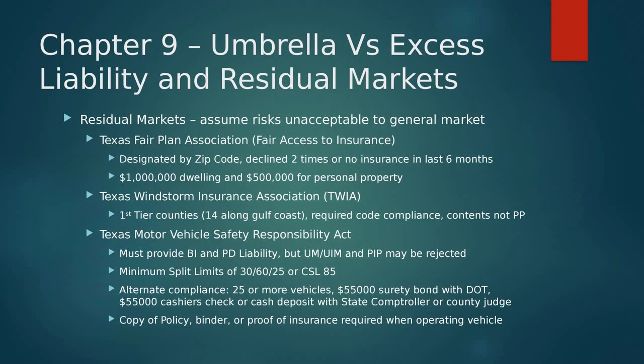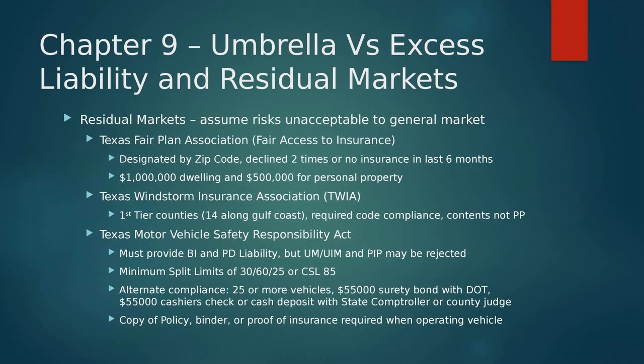Now, the minimum requirements for the state of Texas are going to be split limits of 30,000 bodily injury per person, 60,000 bodily injury aggregate, and 25,000 property damage aggregate, or a combined single limit of 85,000. Now, you don't have to have insurance in the state of Texas. There are alternate ways to comply. You can have registered 25 or more vehicles. In that case, you don't have to prove that is your proof of responsibility to the Department of Transportation.